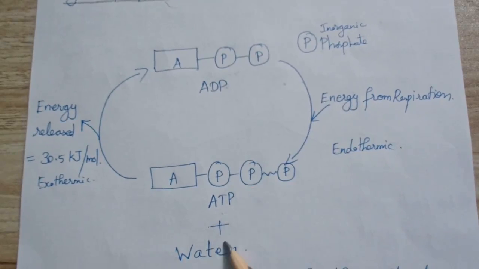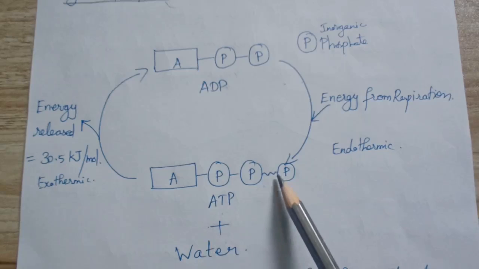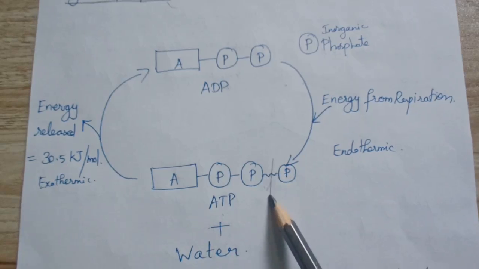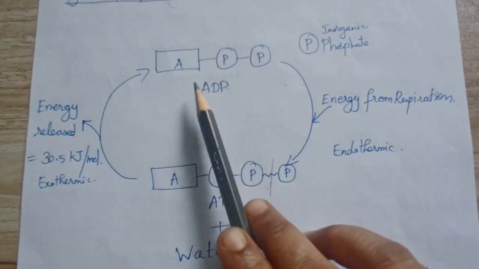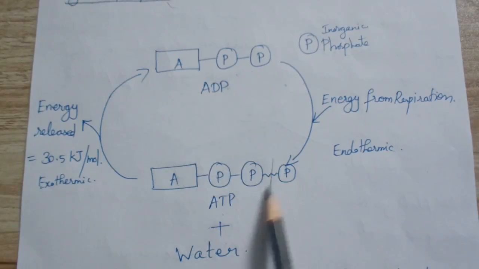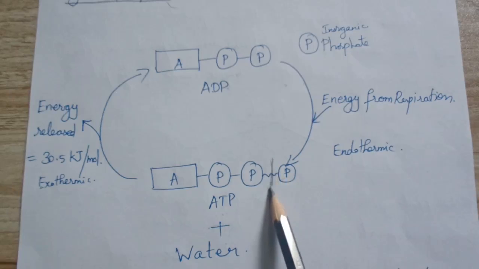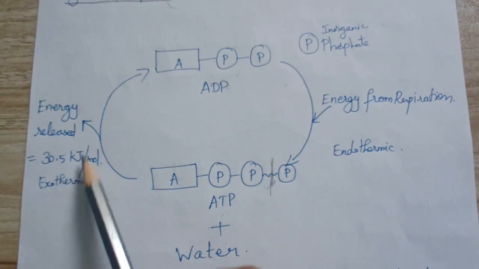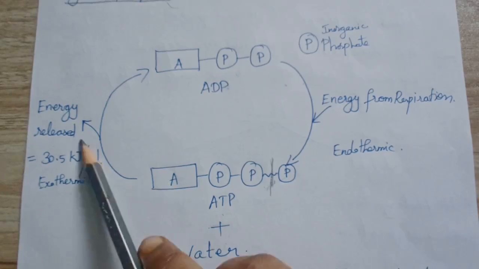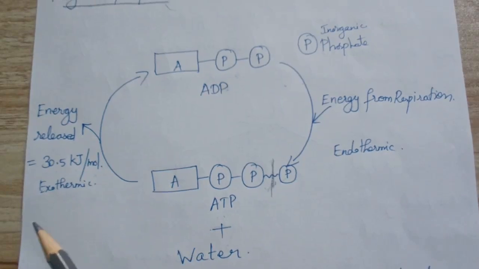When it reacts with water, upon hydrolysis, this bond will break down, and again you will get ADP, adenosine diphosphate, because this phosphate is removed. With the breaking of this bond, it releases more energy, equivalent to 30.5 kilojoules per mole. Since energy is released, it is an exothermic process.